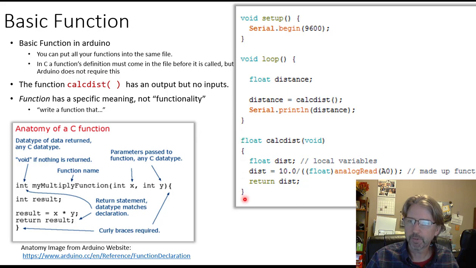And then here's a third function in this program called calcdist. It returns a floating point and has no inputs, so void. It gets data from the analog to digital converter on the Arduino and does some math on it and then returns its calculation.